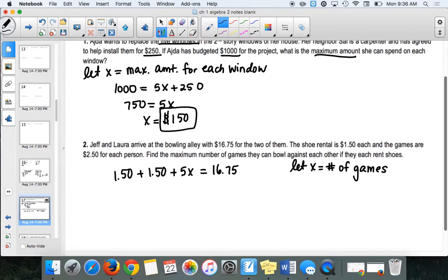Okay, so when we add the $1.50 plus $1.50, we get $3. And we're going to subtract that over. So when you subtract that over, we get $13.75. So when we do $13.75 divided by 5, we get $2.75.